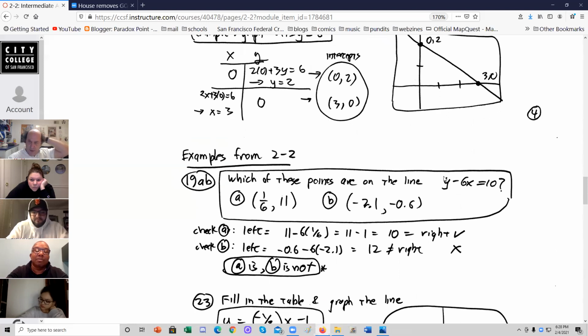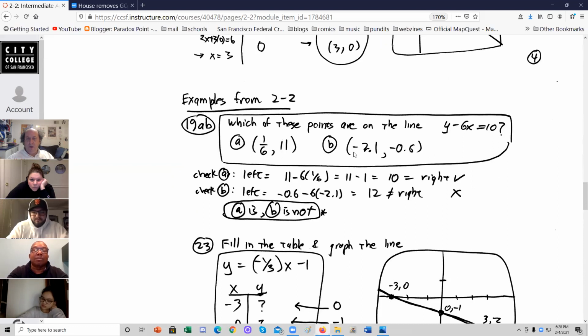More examples then. Now here we have 2 points, (1/6, 11) and (-2.1, -0.6). Are these points on the line with the equation y minus 6x equals 10? Okay, let's start with this, (1/6, 11). You plug in 1/6 for x and 11 for y. And the left side equals 11 minus 6 times 1/6. That's 11 minus 1 equals 10, which equals the right side. So yes, point A is on the line.